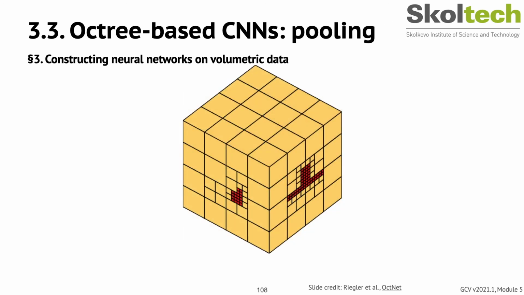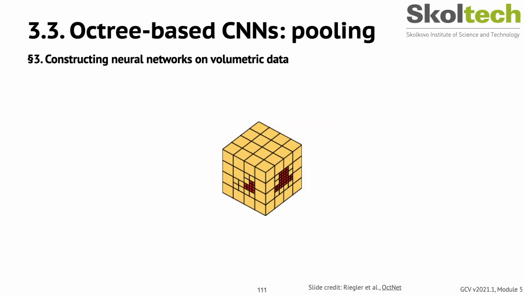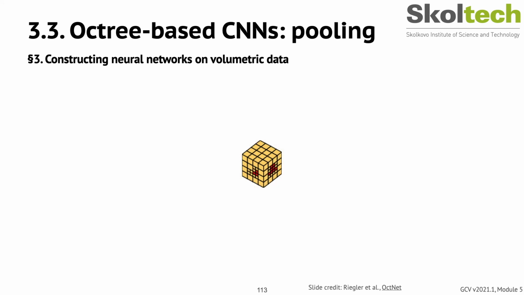Another operation that needs to be defined is pooling. However, the previously defined convolution yields results that are already pooled. Therefore, the pooling operation is only relevant for the smaller octree cells indicated by the red color. We pool them, but then we have to decrease the resolution of the octree. The way it is implemented in the octnets is by combining neighboring shallow octrees. So we can repeat these operations once again on the same resolution and combine neighboring shallow octrees.